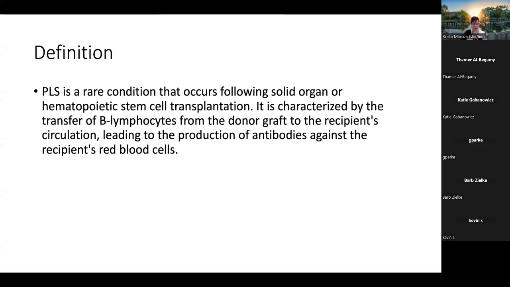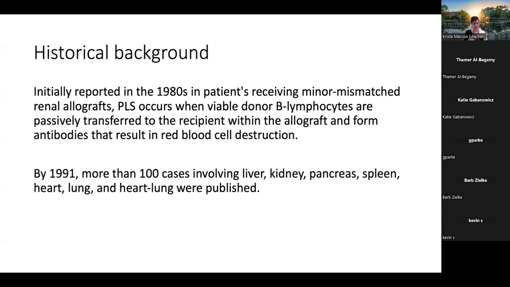So how can we best define and describe PLS? It's a rare condition that occurs following a solid organ or hematopoietic stem cell transplant. It is characterized by the transfer of B lymphocytes from the donor graft to the recipient circulation, leading to the production of antibody against the recipient red blood cells.